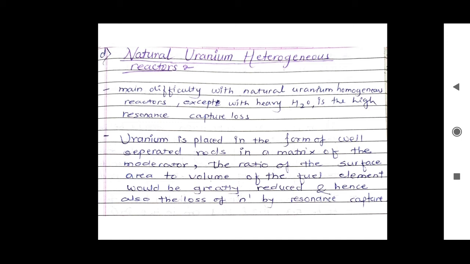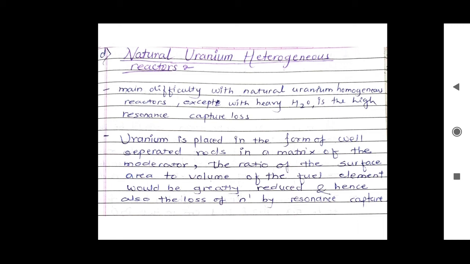So uranium is placed in the form of well separated rods in a matrix of the moderator. That fuel material, the uranium, is taken in rods in a matrix of the moderator, and the ratio of the surface area to volume of the fuel element is greatly reduced, and hence the loss of neutrons by resonance capture can be reduced.